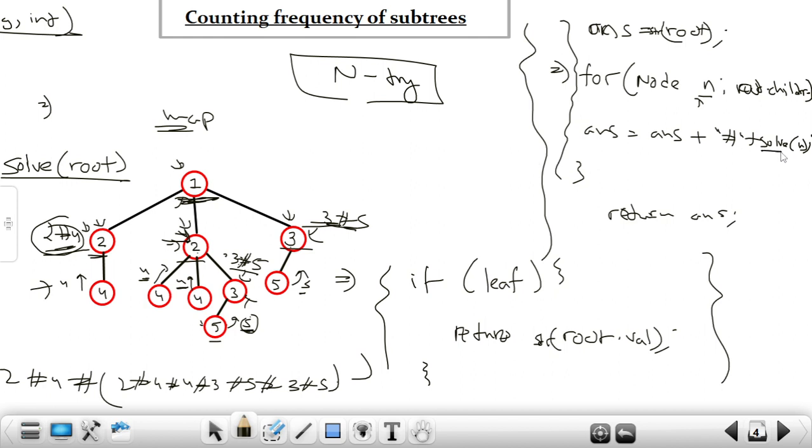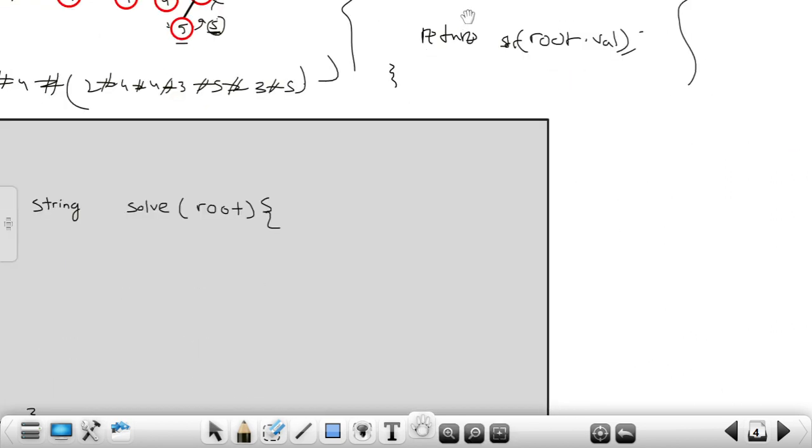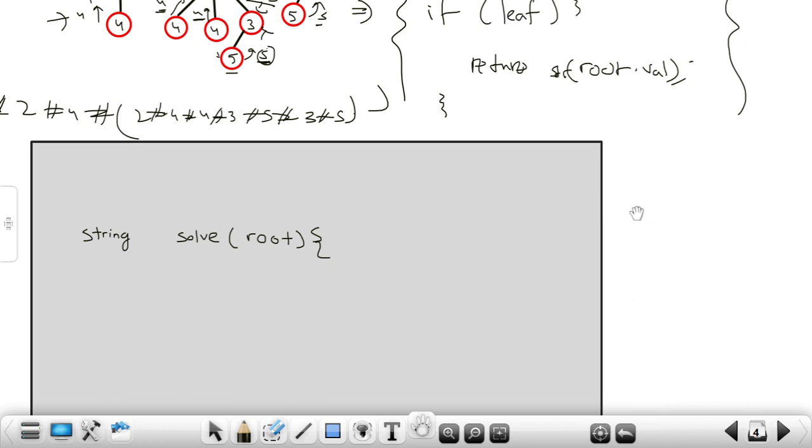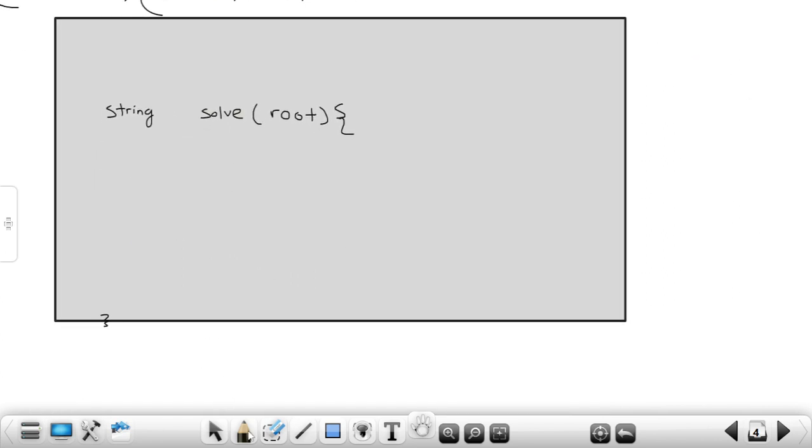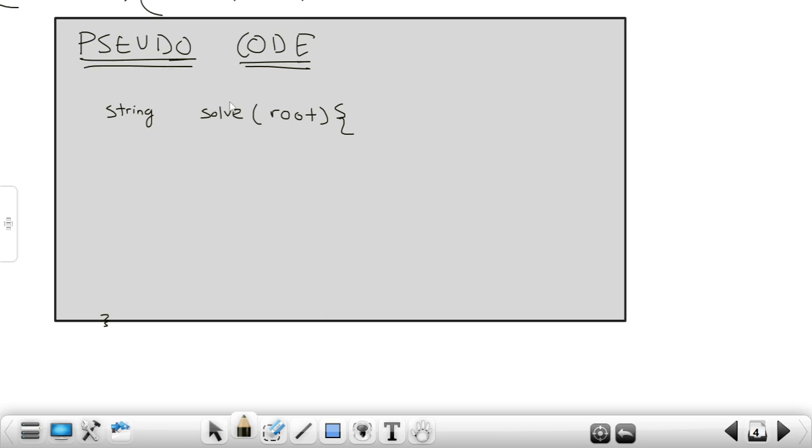Now see the beauty of recursion, guys. As this is a recursive call, it is going to recursively call for all the nodes, and then I will have the answer for all the nodes. This is the power of recursion. So now I can write the pseudocode. I have this function, and the function return type is again string. So let me write the heading pseudocode first. The pseudocode is pretty simple.